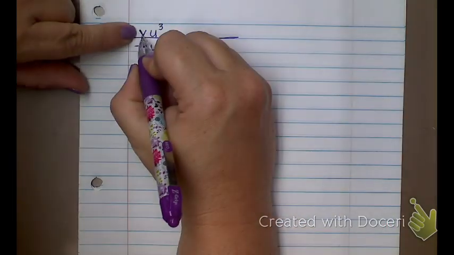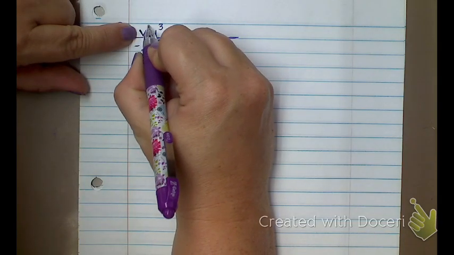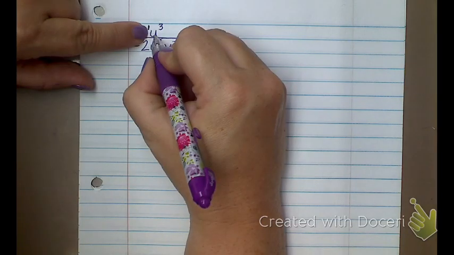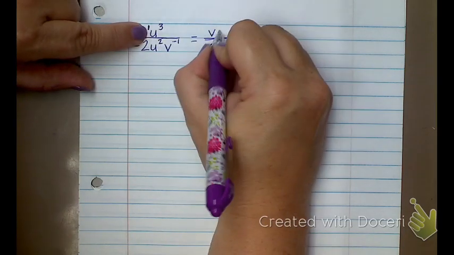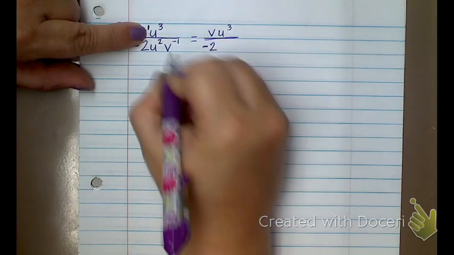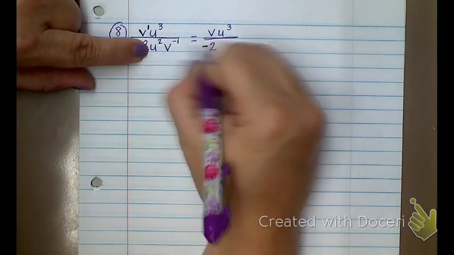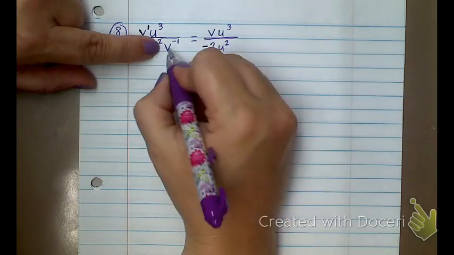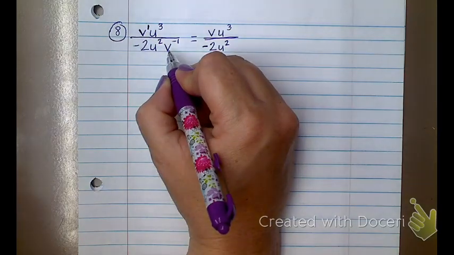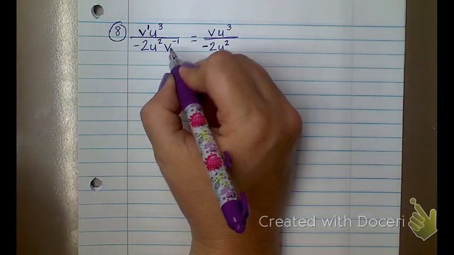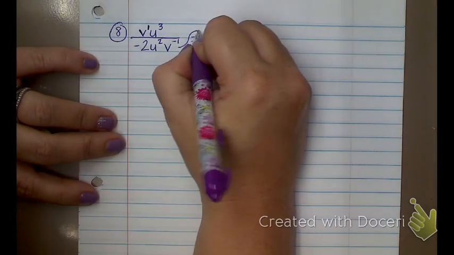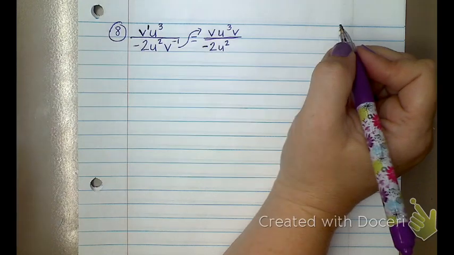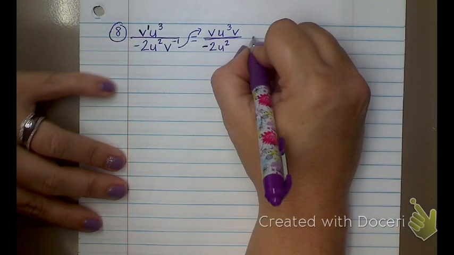This V up here, it has a positive exponent, right? It's an exponent of 1. He stays on top. This U, he's got a positive exponent. He stays on top. This U down here, positive exponent, so he can stay where he's at, which is on the bottom. This V is the only one that's causing trouble. It has a negative exponent, so I'm going to move it to the top, and that will make a +1 exponent.